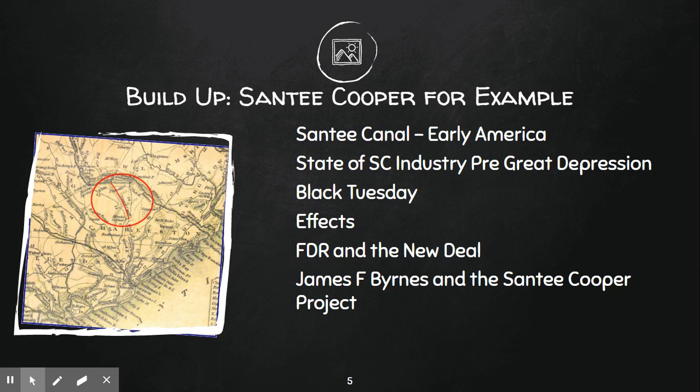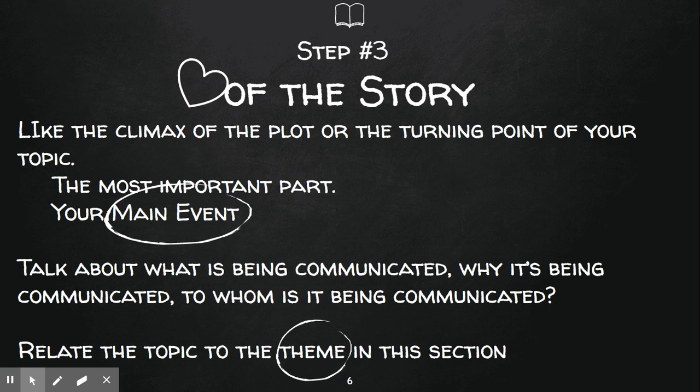So that's Black Tuesday. That's the Great Depression when it starts. And how did my problem affect people? Specifically, how did it affect the parties that I had kind of already established in my background and my buildup? I'd introduce key players like FDR and his idea behind the New Deal. And then I would focus even more in on my topic, and I'd talk about James F. Burns and the Santee Cooper Project. And that's where I'd kind of introduce the solution. And this would lead me right into the heart of the story, which is the next part.